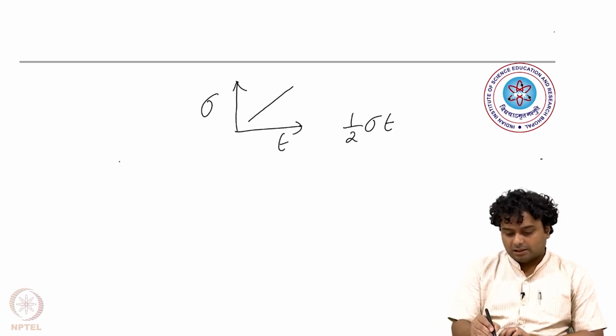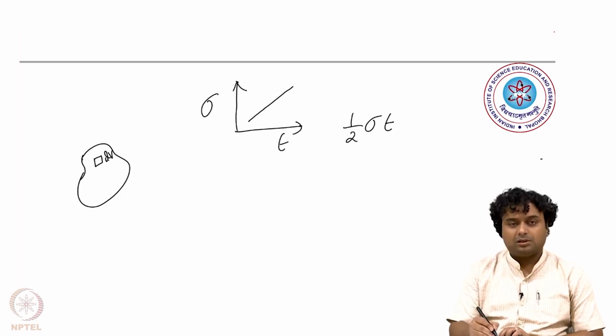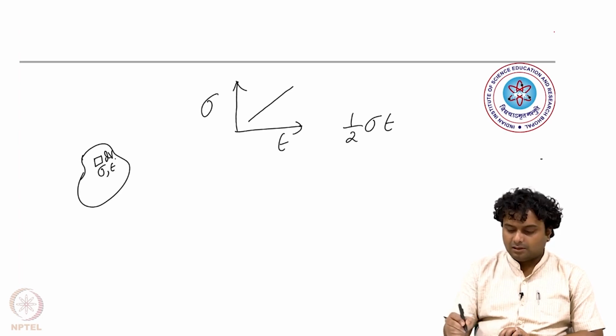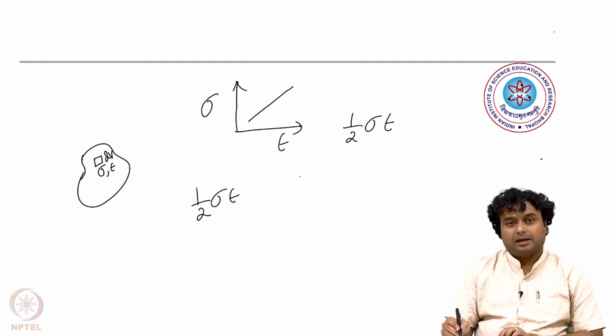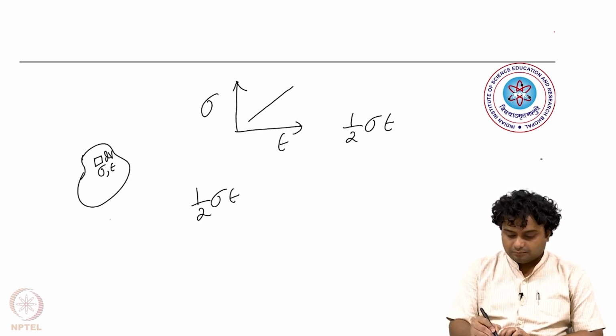Now let us say I have some body, and in that there is some volume element dV, which has stress sigma and strain epsilon. Then half sigma epsilon is the strain energy density of that particular body.